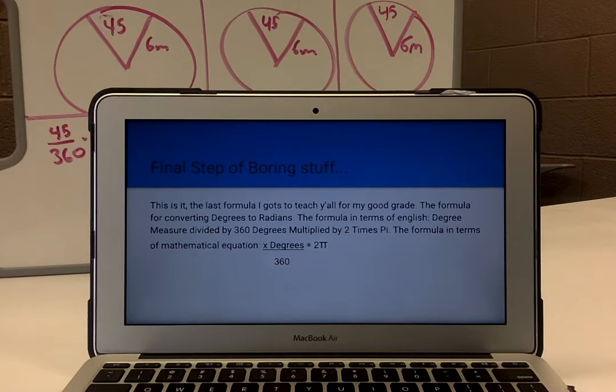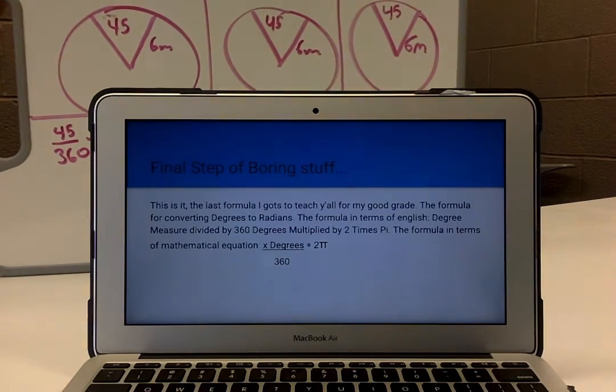The formula for converting degrees to radians, the formula in terms of proper English: degree measure divided by 360 degrees multiplied by 2 times pi. The formula in terms of mathematical equation: x degrees times 2 pi, degrees being divided by 360.